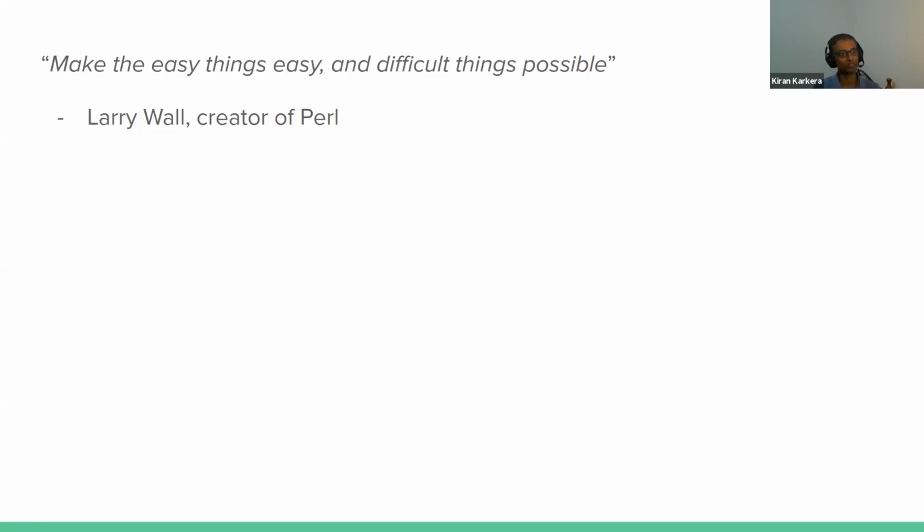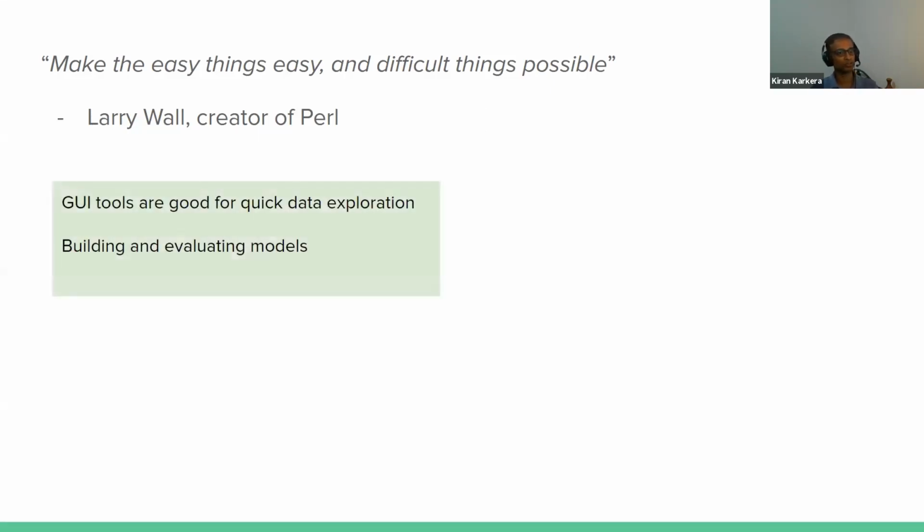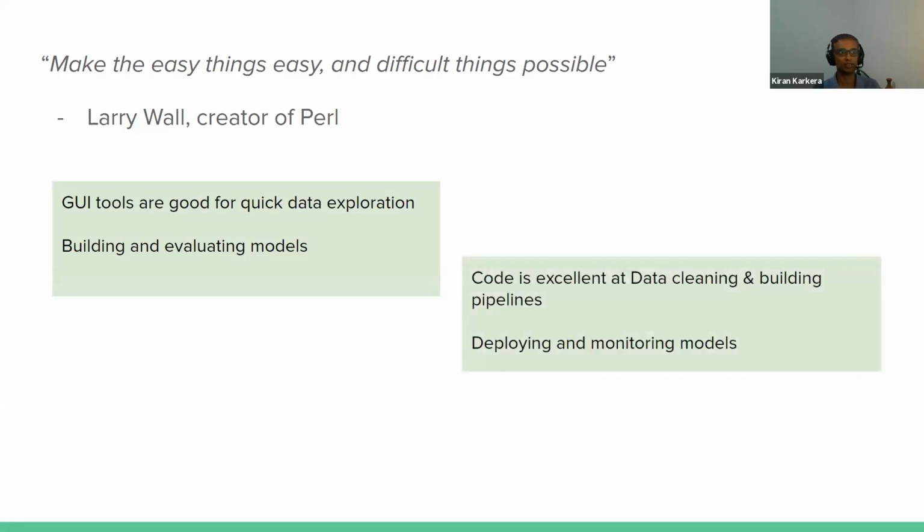And sometimes the GUI tools versus the code tools, they offer very diametrically different options. So the GUI tools are good for some things. They're good for quick data exploration. They're good for building and evaluating models. Some of them can even do deployment. I think Amazon SageMaker comes to mind. On the other hand, the code-based tools are very good at data cleaning and building pipelines.